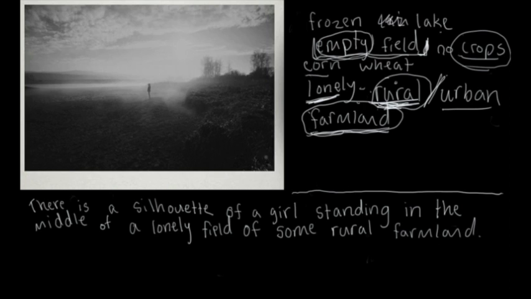And I could add more detail if I wanted. I could say a silhouette of, maybe I could add thin girl or a slender or something like that. But I'm not going to. I'm going to just give you the basic idea about how to express this. This first sentence gives us a pretty clear picture of, so far, the situation. Now, it's not exactly everything we need, but it's a basic idea. There is a silhouette of a girl standing in the middle of a lonely field of some rural farmland.